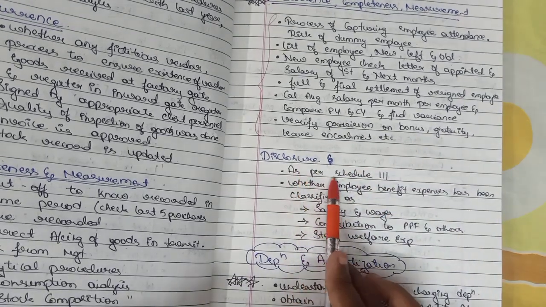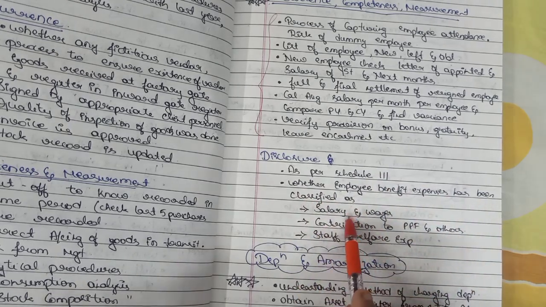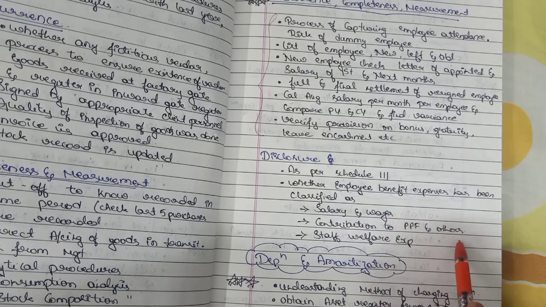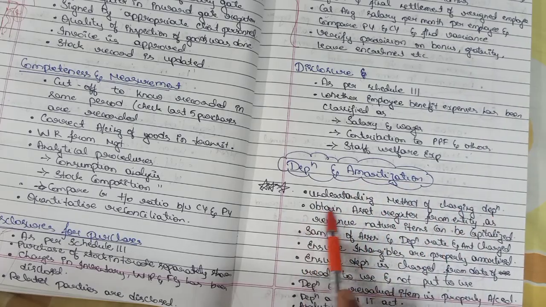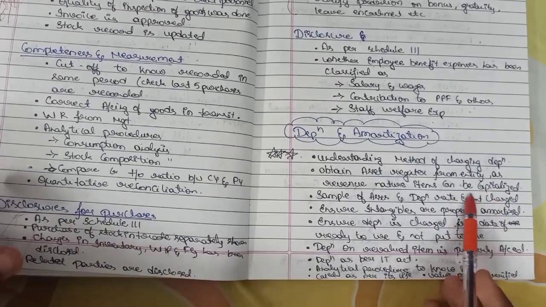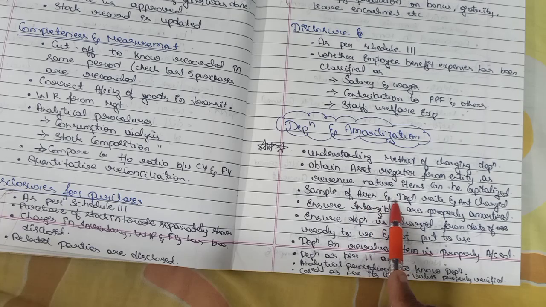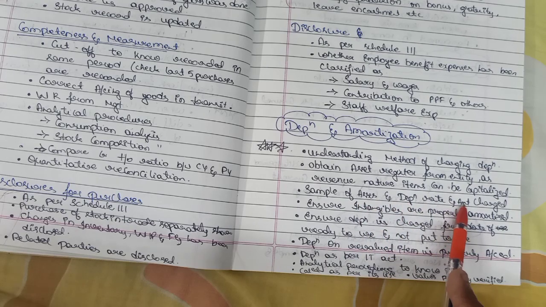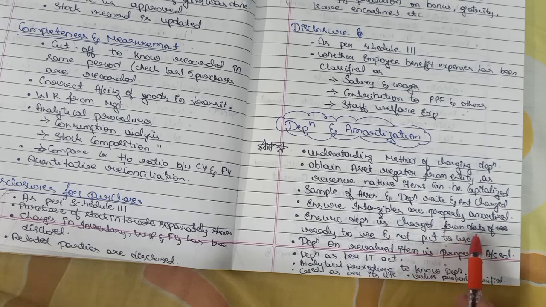In disclosure, we have to disclose as per Schedule 3. We know this, whether employee benefit expenses has been classified as salary and wages, contribution to PPF and others, staff welfare expenses. Coming to depreciation and amortization: understanding method of charging depreciation, obtain asset register from entity, check whether revenue nature items have been capitalized, sample of asset and depreciation rate and amortization charged and amount charged. Ensure intangibles are properly amortized, ensure depreciation is charged from date of ready to use and not put to use.